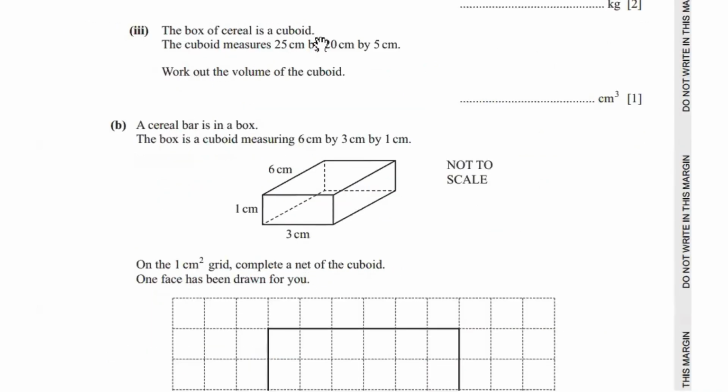Then it says the box of cereal is a cuboid. The cuboid measures 25 centimeters by 20 by 5 centimeters. Work out the volume. So volume is going to be length times width times height, which will equal 2500 centimeters cubed.